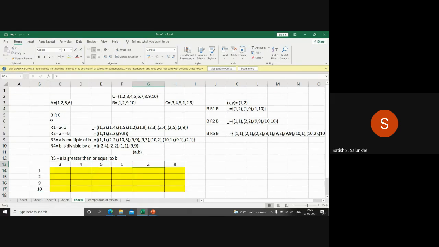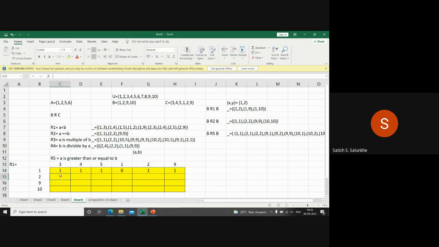And then there is a relation from B to C. We are talking about relation R1. So if the element 1 is related to 3 in relation R1, then the membership of (1, 3) belonging to R1 is 1. Membership of (1, 4) belonging to R1 is 1. Membership of (1, 5) belonging to R1 is 1. Yes, 1 indicates it is belonging. Membership of (1, 1) belonging to R1 is 0, it is not belonging. (1, 2) is belonging. (1, 9) is belonging.